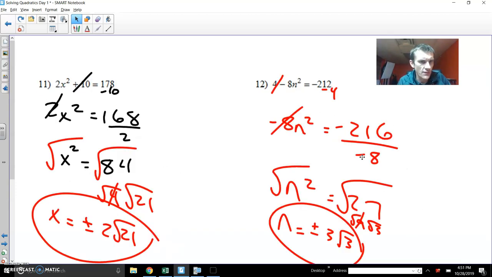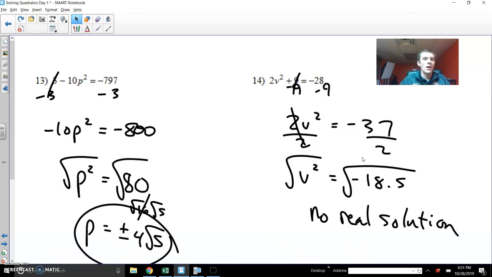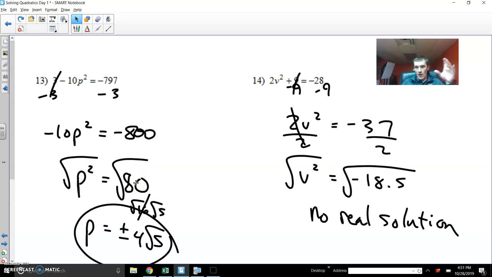Let's jump into a few that we didn't quite get to. Number 13, first step, let's subtract 3 to the other side to give you negative 800. Let's then take that negative 10 and divide that negative 10 over, getting 80. And then 80 is not a perfect square. You can put it in the calculator and it's roughly 9, not exactly 9.